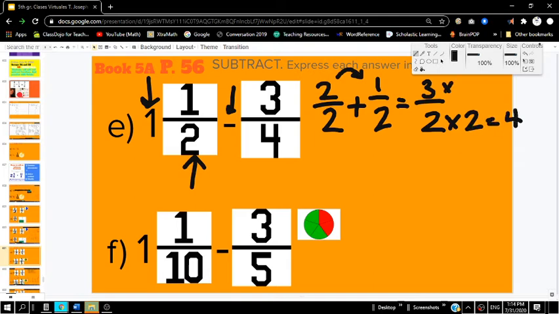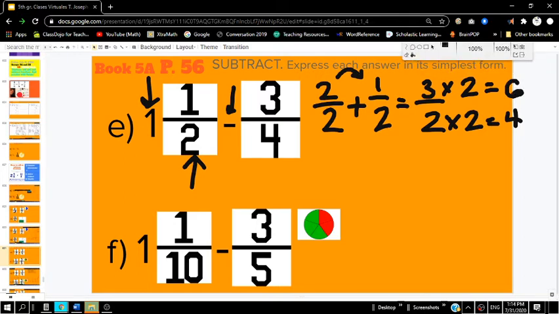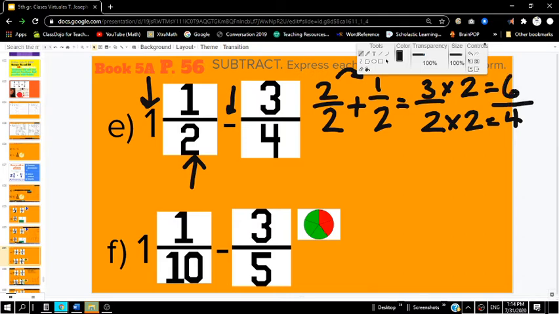So 3 times 2 equals 6. Now you're probably thinking, 6/4, what's up with that? Why does it look so strange? Well, that's an improper fraction, and that's okay. 6/4 is the same as 3/2. Those are equivalent fractions.